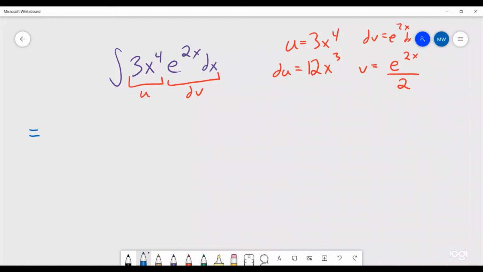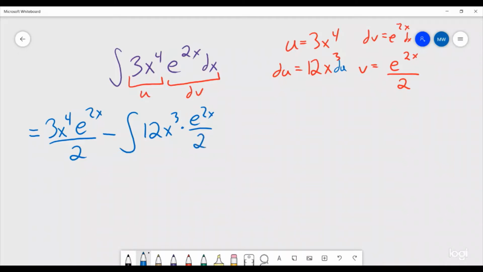So this is equal to 3x to the fourth e to the 2x all over 2 minus the integral of 12x cubed times e to the 2x over 2 dx. And then this integral we're going to have to do by integration by parts. And so this is just going to have term after term after term, and it's just going to take a really long time to go about figuring this out.